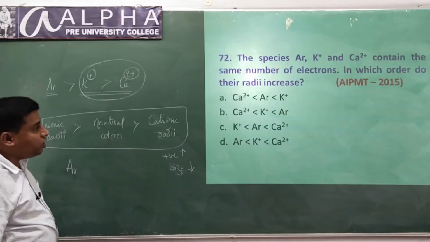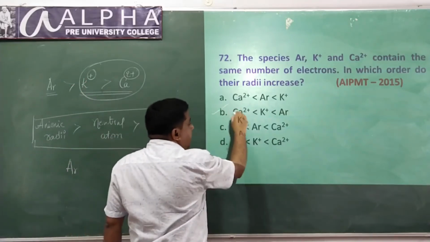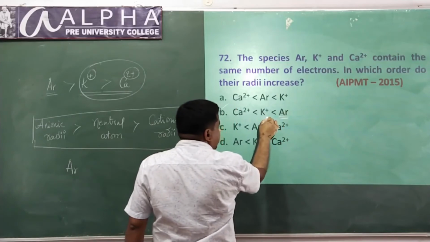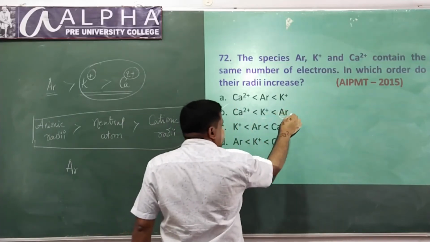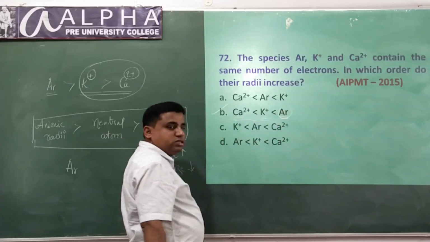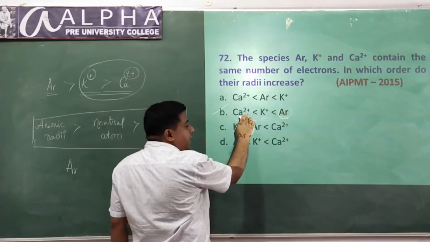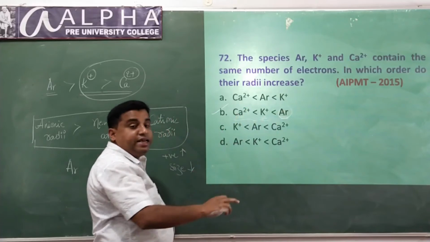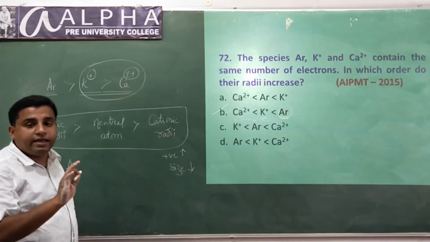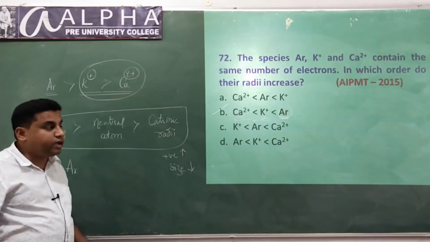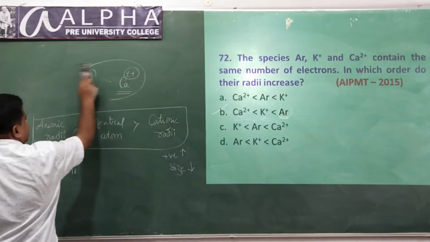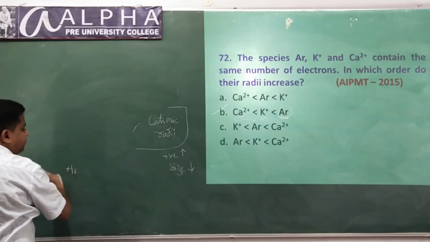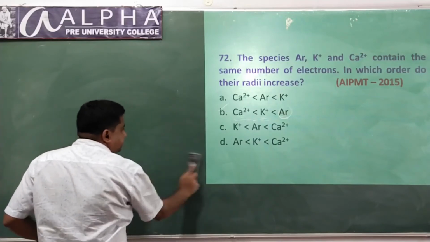So what is the correct order here? We have option B: argon is bigger than K plus, which is bigger than Ca2 plus. Neutral atoms are bigger than cations, and among cations, higher the positive charge, lesser the ionic size. So the answer for this question is option B. Yes, excellent. Next question, students.